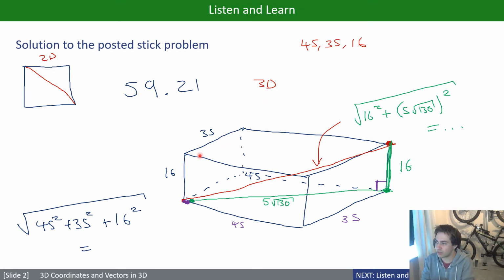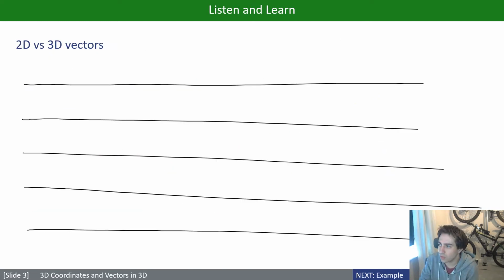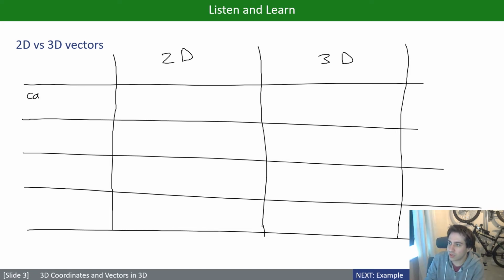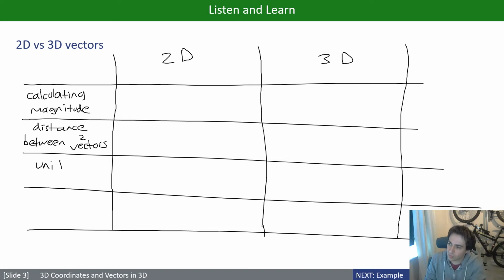So let's have a look now at 3D vectors, and we'll see where this comes up. What I'd like to do is effectively just compare a few different tools or equations or whatever we've got. What's the 2D version, what's the 3D version of various things. So first of all, let's talk about calculating magnitude, distance between two vectors, unit vectors, and finally the unit vector formula, which we use to turn any vector into a unit vector.